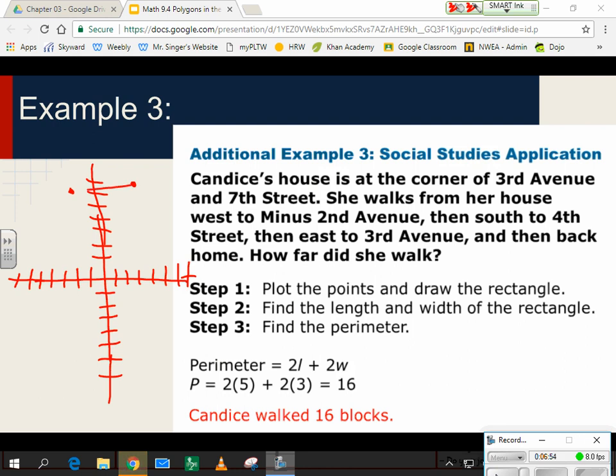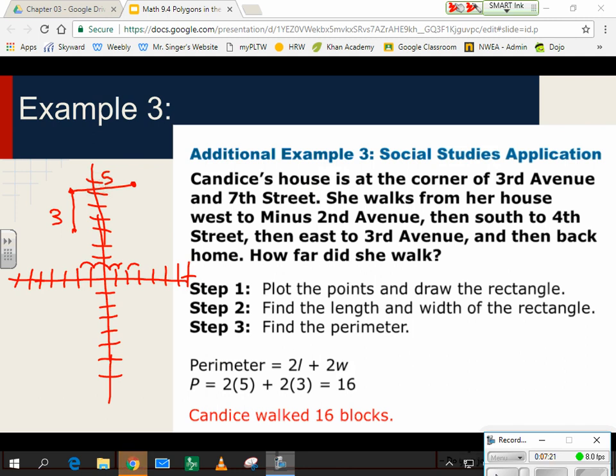So how far did she walk here? Well, 1, 2, 3, 4, 5. So she walked 5 blocks that way. Then it says she went south, so we're going down to 4th Street. We're at 7th, so we have to go down to 4th. 6, 5, 4. So that's a difference of 3. And then back home. Okay, so she went, oh no, I'm sorry.